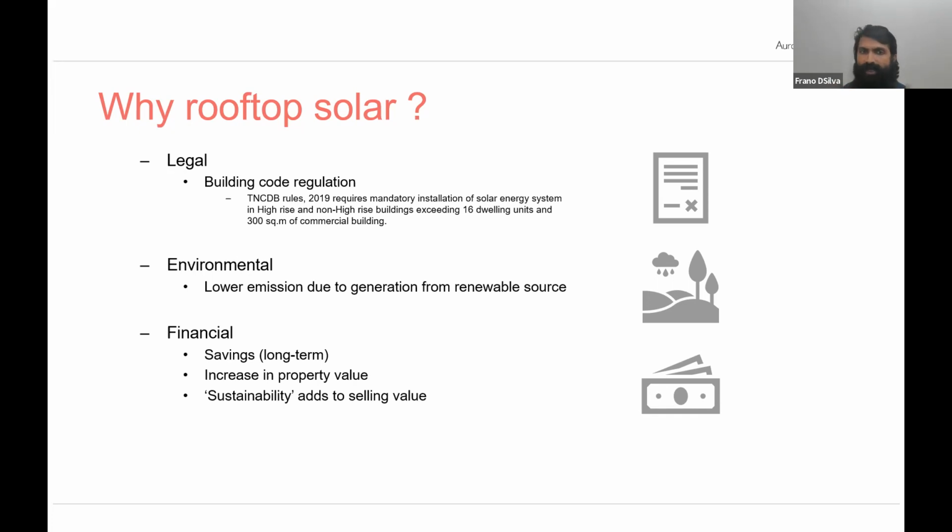It could also offer an environmental advantage by providing a renewable energy source that eventually leads to lower emissions due to generation of electricity. We also have financial savings here, which is a long-term savings, and an increase in property value when we install solar panels, while sustainability also adds to the selling value with the installation of solar panels.